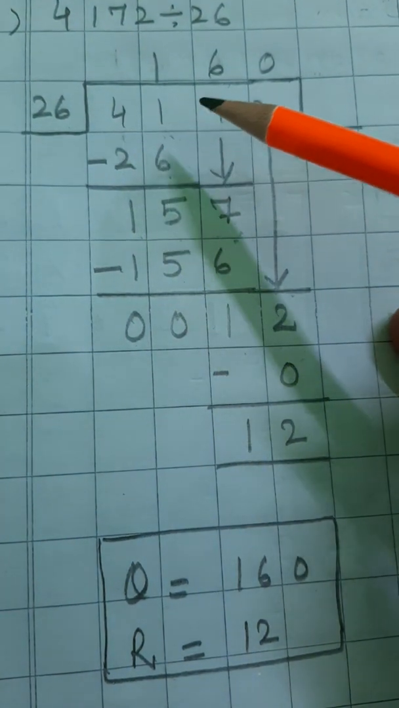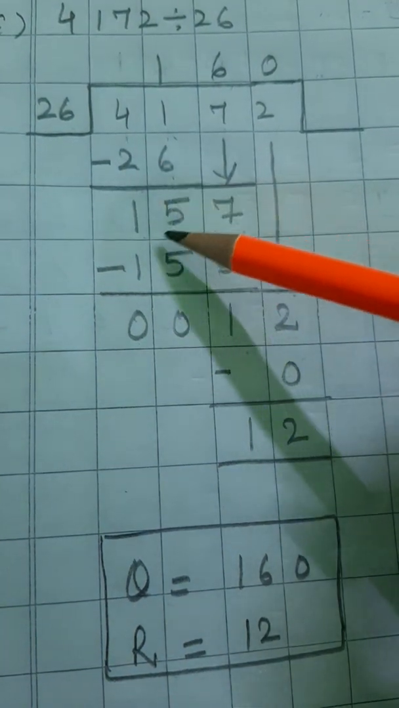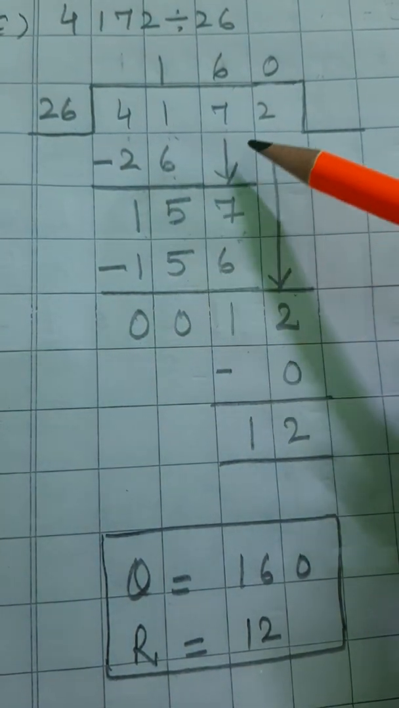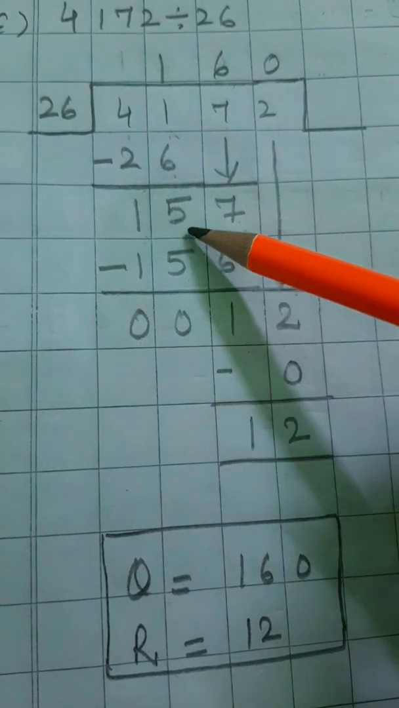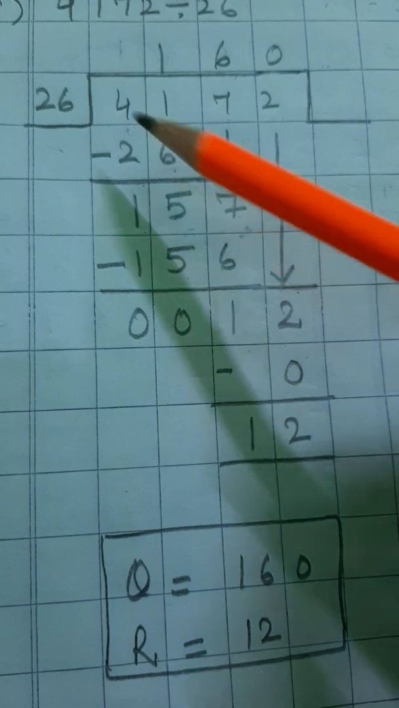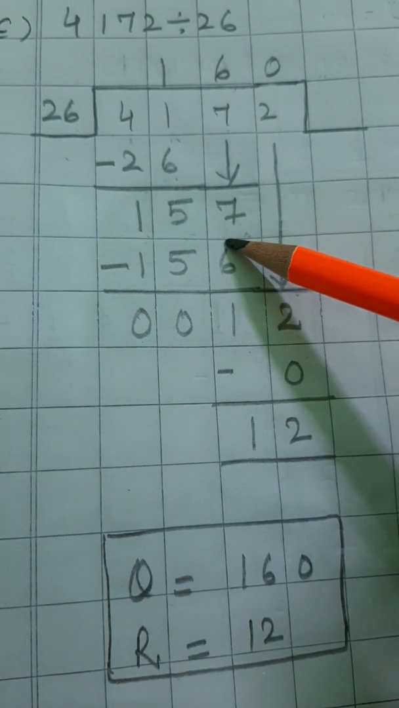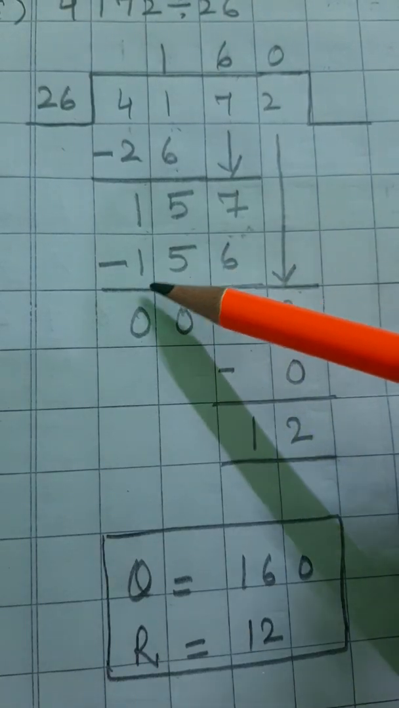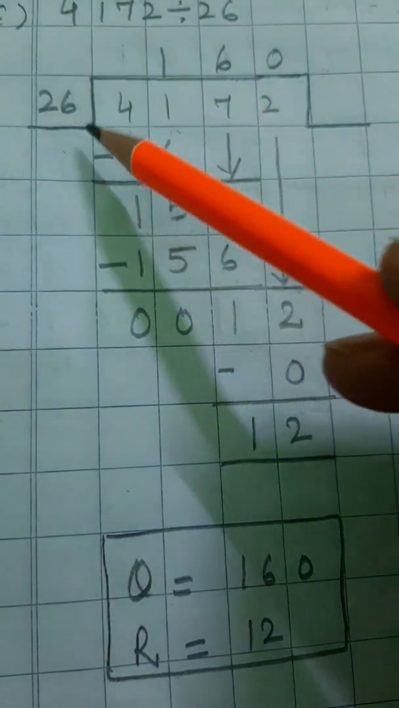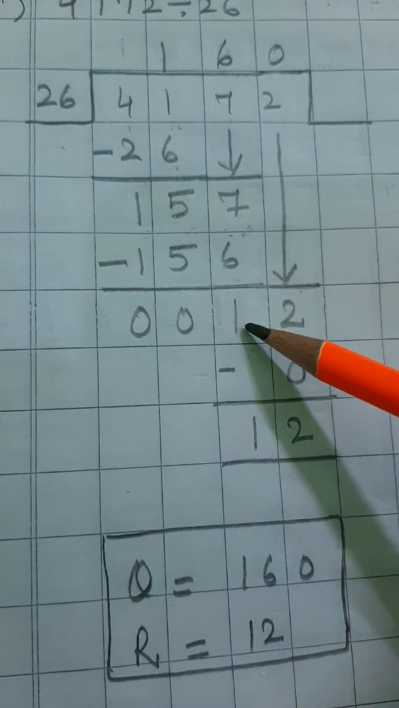That number is 26 ones are 26. So we will subtract it. The answer is 15. Now bring down 7. It will become 157. Now check it out in the table of 26 the number nearer to 157 or equal to 157. That number is 156, and 26 6s are 156. Subtract it. The answer is 1.